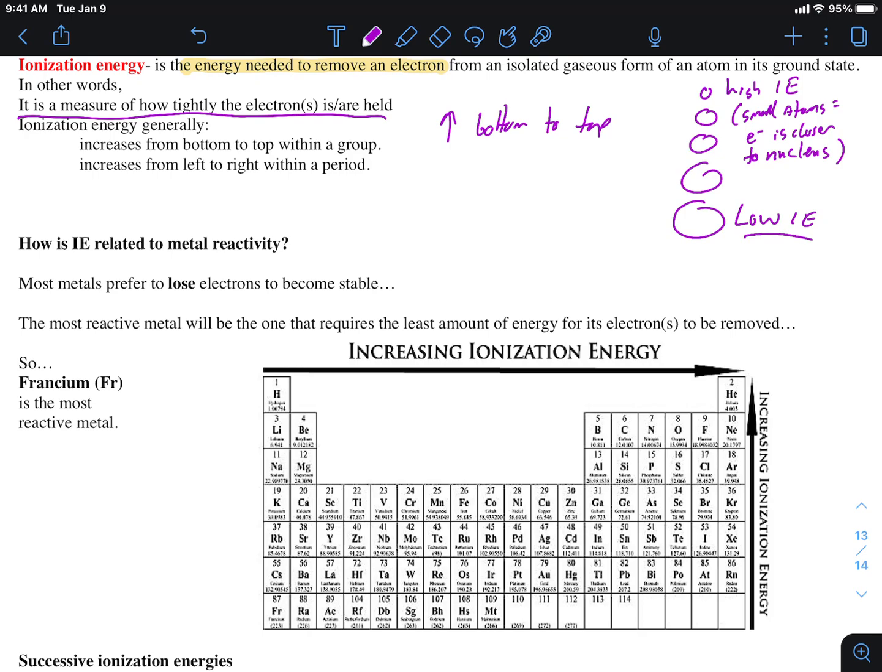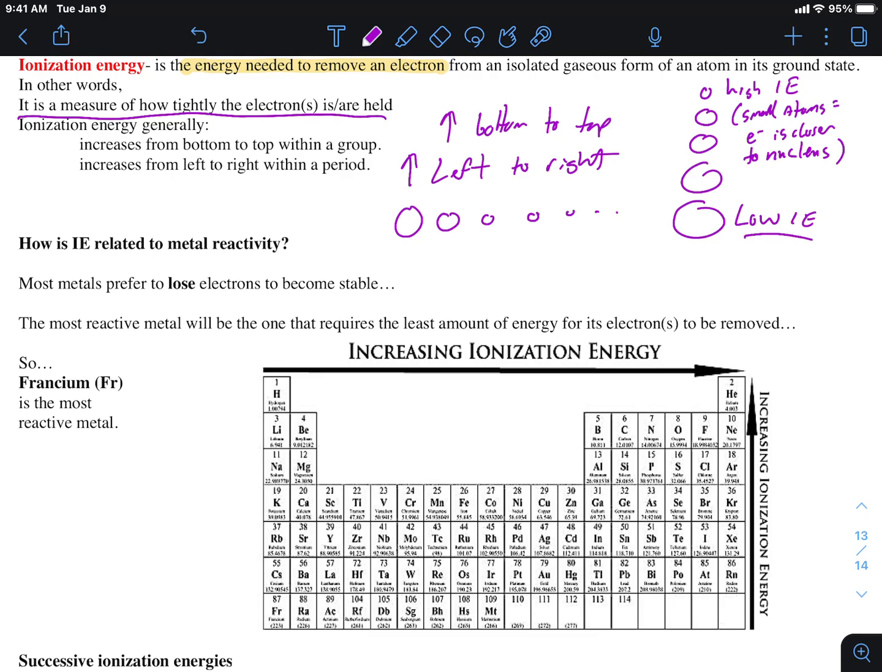Okay, so that addresses the vertical trend. Let's talk about the horizontal trend. Ionization energy increases from left to right. Now, based on that logic and what we just discussed, hopefully that makes sense. Because what's happening when you go from left to right?